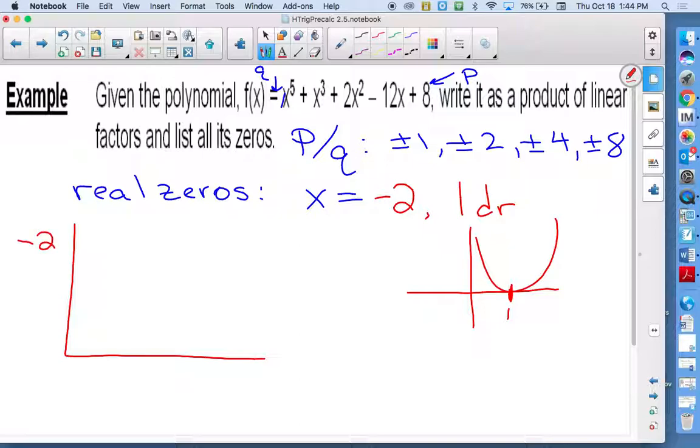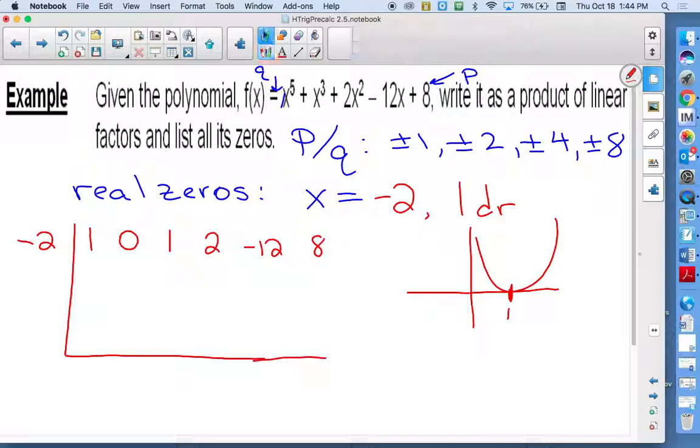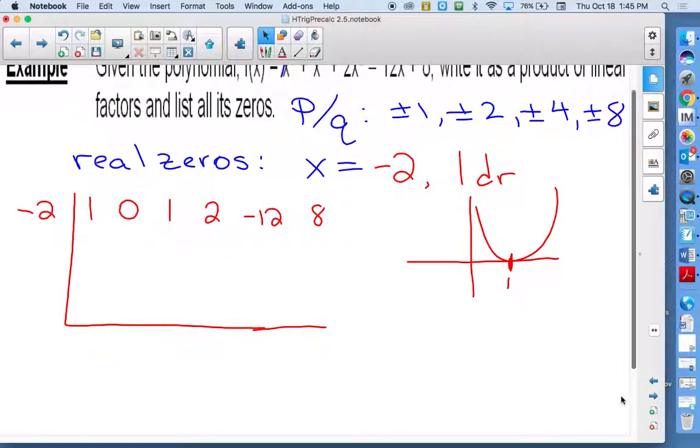And then just be careful that you look at the problem and you make sure that all the pieces are there. There isn't an x to the 4th. So we have a 1x to the 5th, 0x to the 4th, 1x cubed, 2x squared, -12x, and then 8. Make sure you're taking the time to see that they're all there. If you miss that part, then the synthetic division thinks it's an x to the 4th graph instead of an x to the 5th graph.